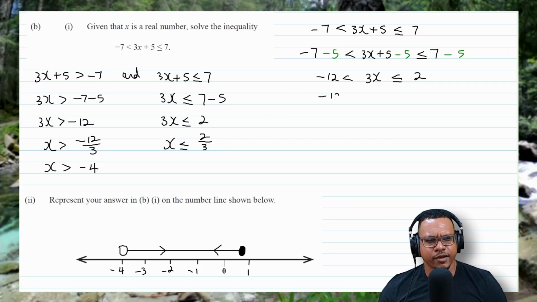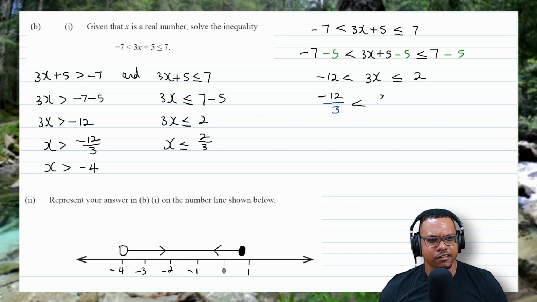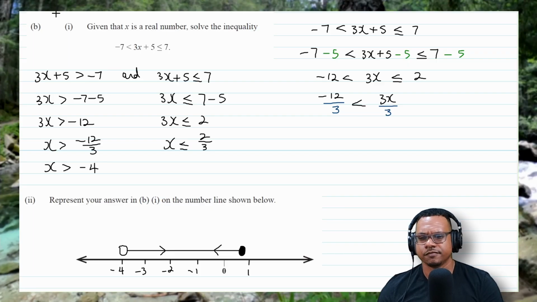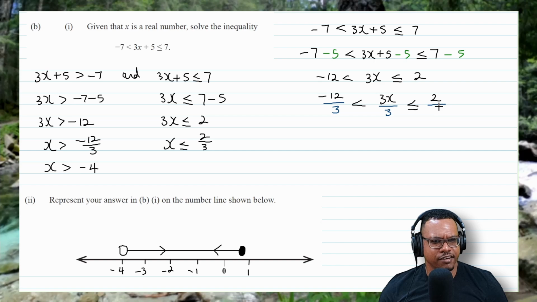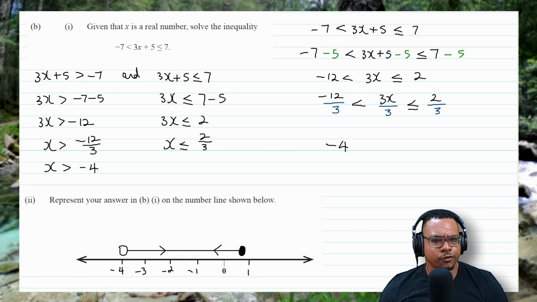So I'll have -12 divided by 3, which is less than 3x divided by 3, which is less than or equal to 2 divided by 3. And of course, the 3 will cancel the 3 and give you x. And 3 into -12 is -4. So we're going to have -4 is less than, of course, 3 cancels 3 and you get x, which is less than or equal to 2/3.